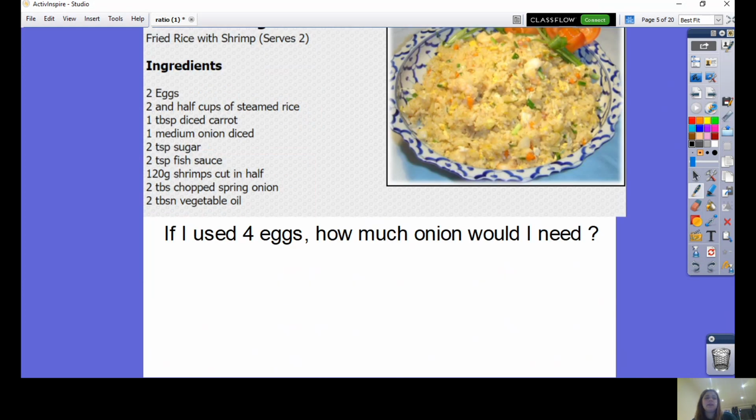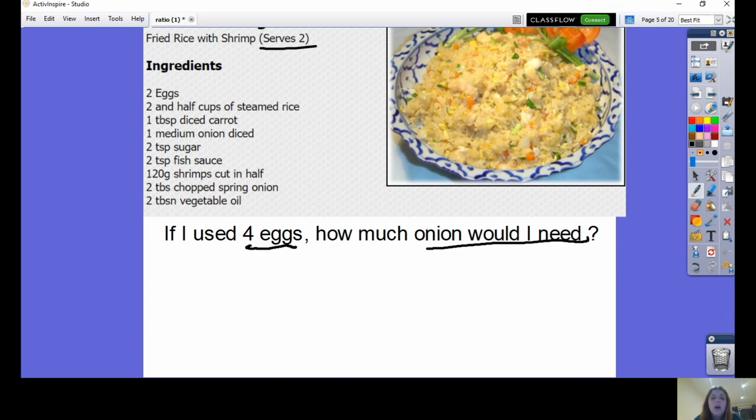So this is a recipe for some fried rice with shrimp. It's enough food for 2 people, and here are my ingredients. 2 eggs, 2½ cups of steamed rice, 1 tablespoon of diced carrot, 1 medium onion diced, 2 teaspoons of sugar, 2 teaspoons of fish sauce, 120 grams of shrimps cut in half, 2 tablespoons of chopped spring onion, and 2 tablespoons of vegetable oil.